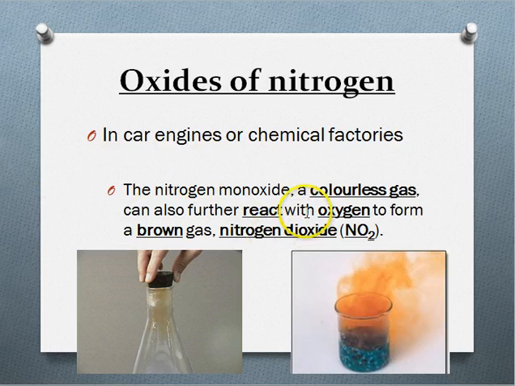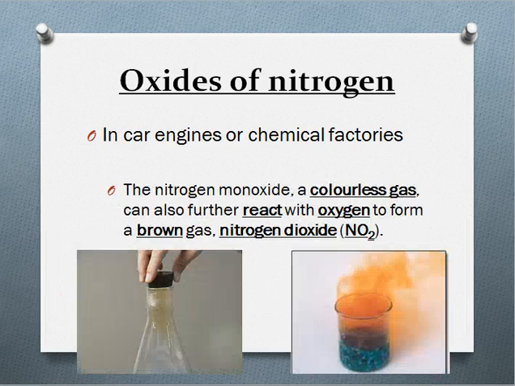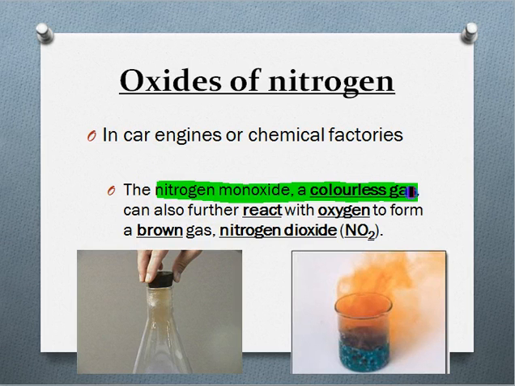Another one that we have is nitrogen dioxide. You can see from the picture here, nitrogen dioxide is a brown color gas. Now, we know that from the start, nitrogen plus oxygen gives nitrogen monoxide. Then how is the dioxide produced? From here, you can see that the nitrogen monoxide, a colorless gas, is further reacted. You must first make the nitrogen monoxide, and then it reacts with more oxygen to form your nitrogen dioxide.